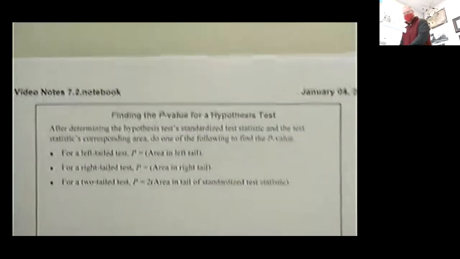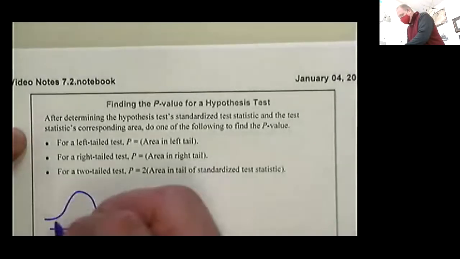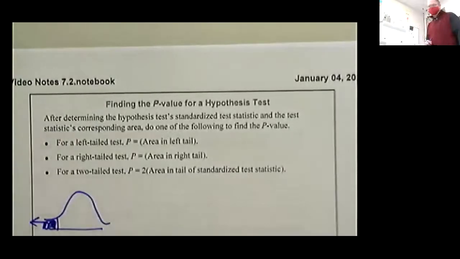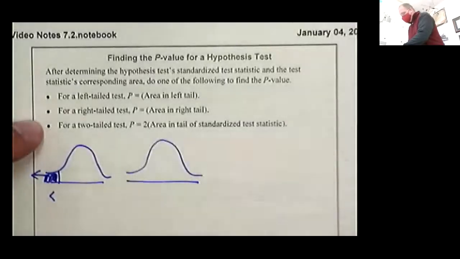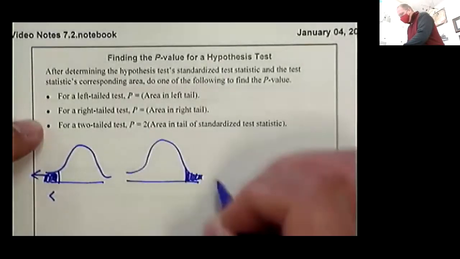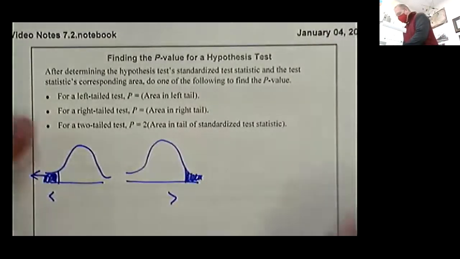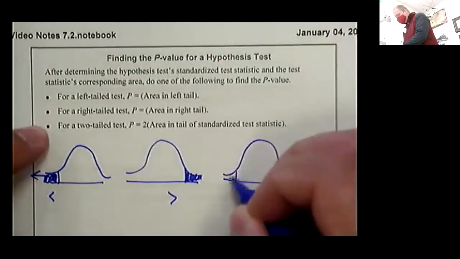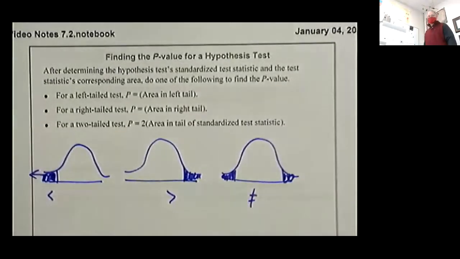Recall, we're going to have three different types of hypothesis test. For a left-tailed test, we look for the p-value in the left tail, and that's for a less than. For a right-tailed test, we look for the p-value in the tail to the right, and that's for a greater than. And then the other option is a two-tailed test. A two-tailed test has p-values on both tails, and that's for a not equal.